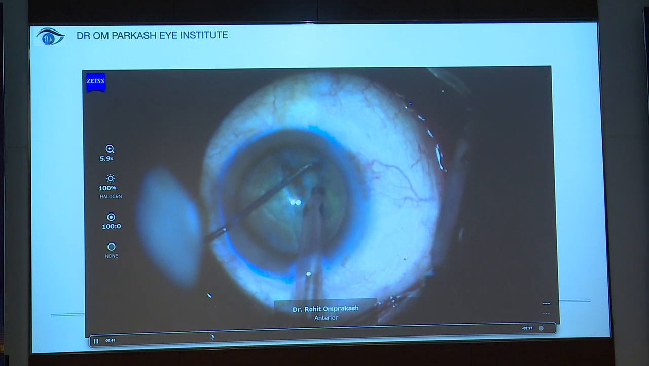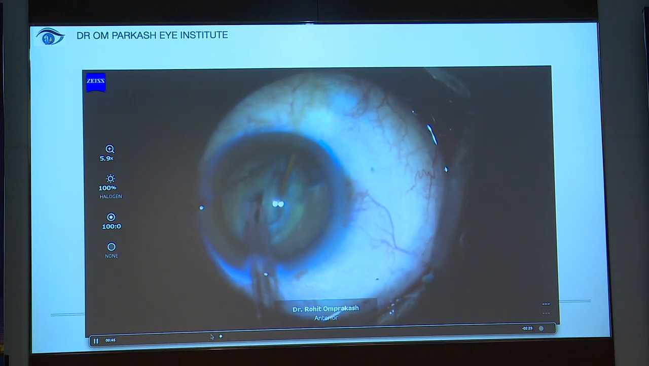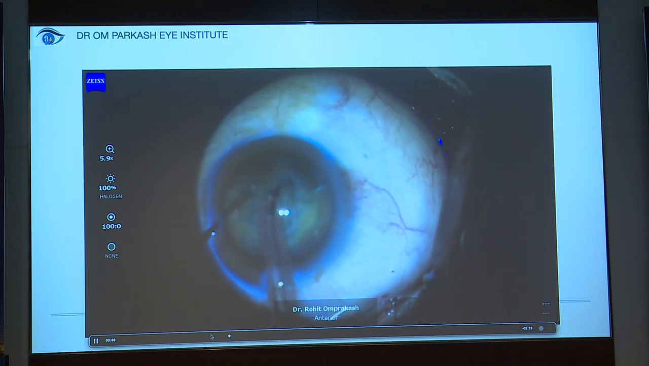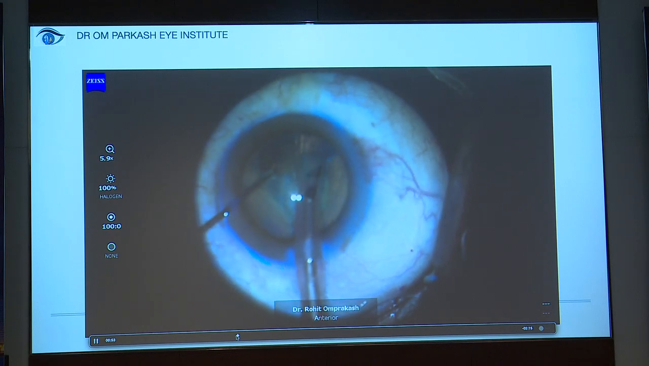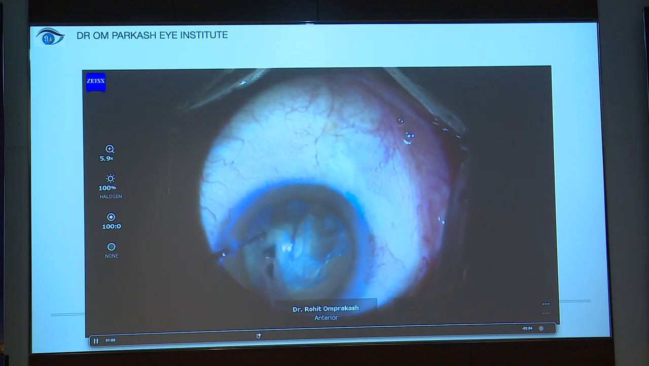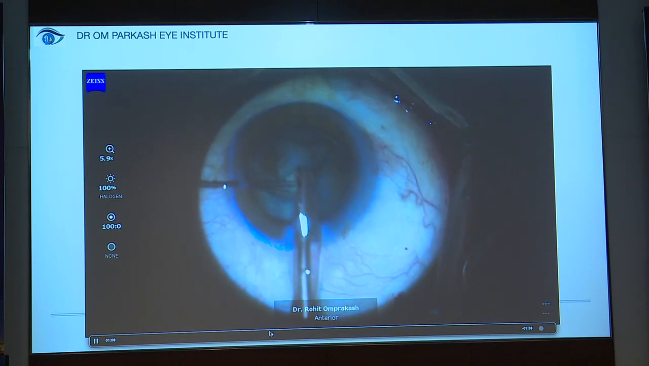Here comes the cross chopping. You do the cross chopping. So when you do the cross chopping, the nuclear fragments which are adjacent to the 6 o'clock one get eaten up, emulsified. So now you have a space created in this. Once that is done, you can see how I am taking it out. It's slow motion. You need not go fast. I am just moving it fast.